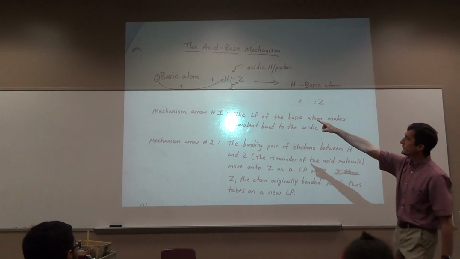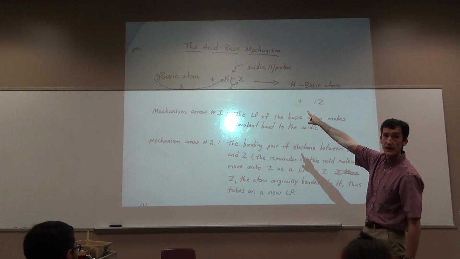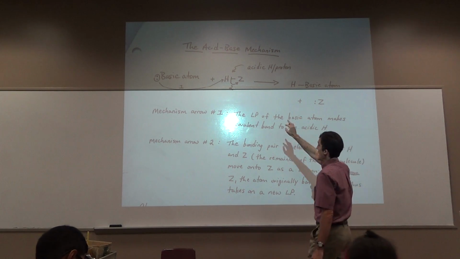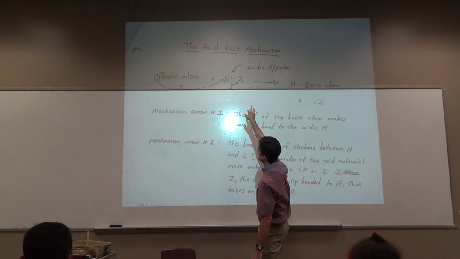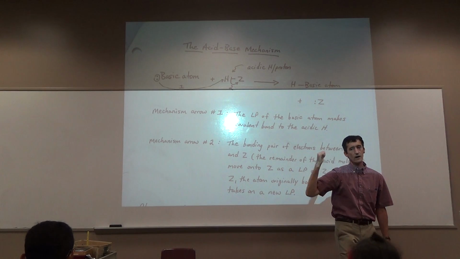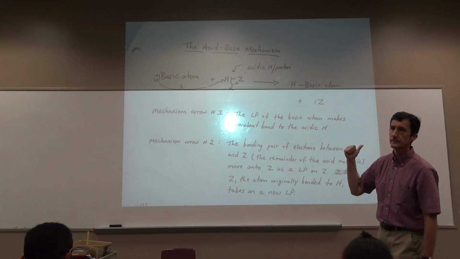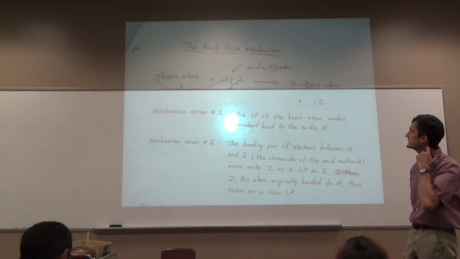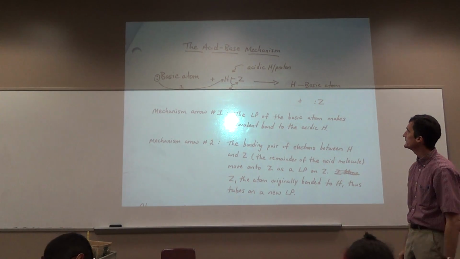Where we have a lone pair of the basic atom making a bond to the hydrogen, and the bonding pair between the H and the Z. Here I showed it as Z. On the other page I showed it as A. They're two different generics. Both of them are commonly used.